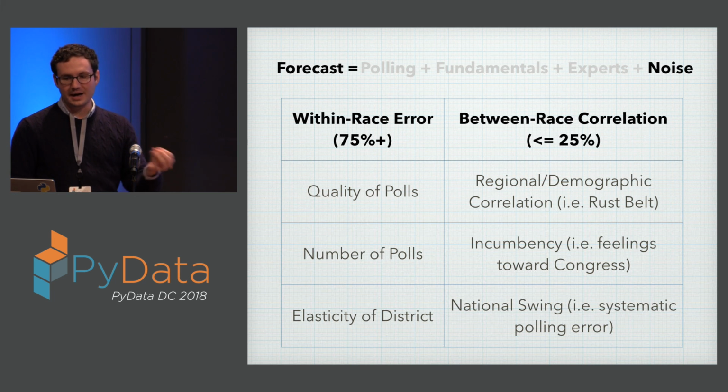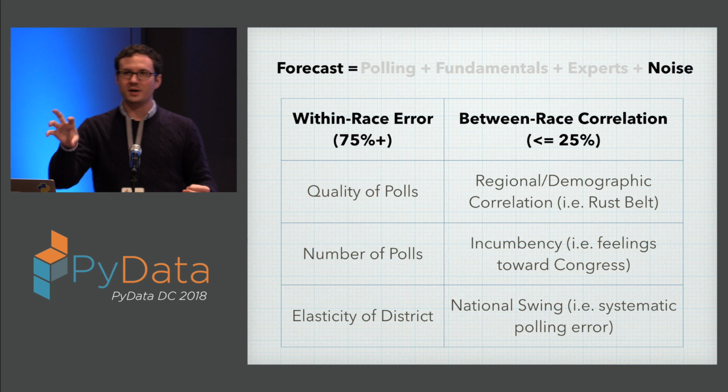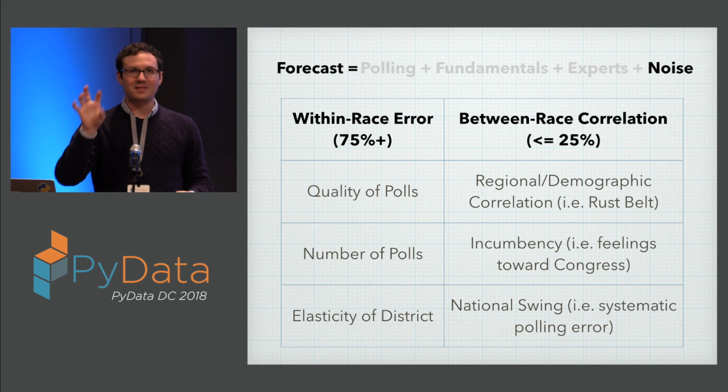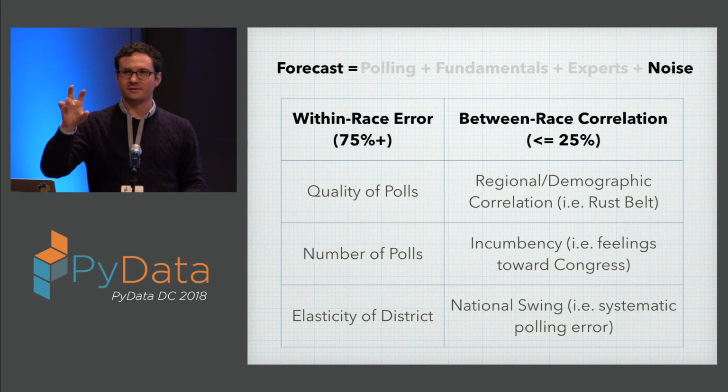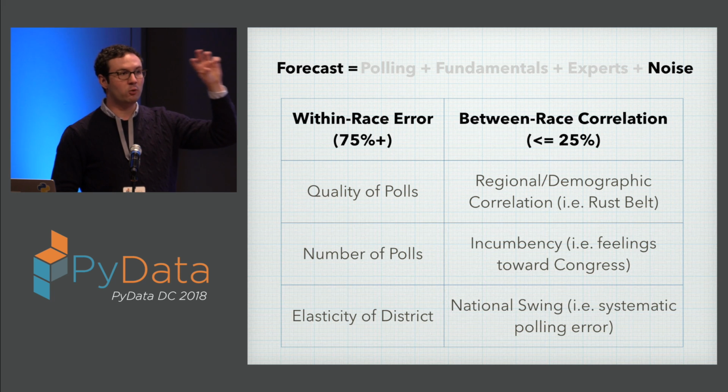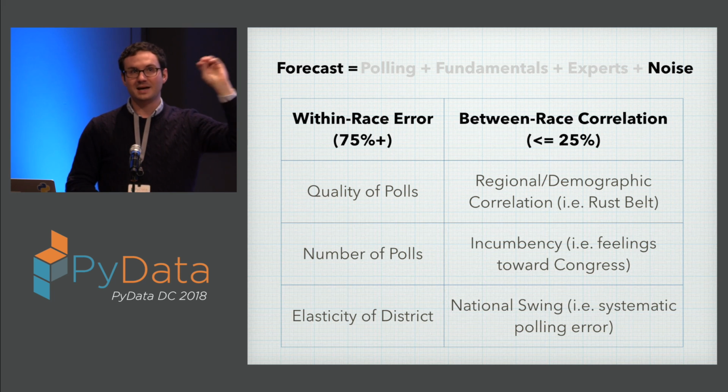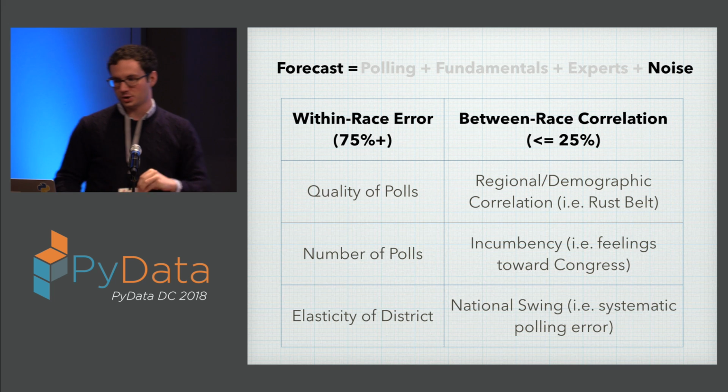So 538 accounts for this noise. Again, there's this within race error that's specific to that race, and that makes up at least 3/4 of the noise. But then there's also this important component that makes up 1/4 of the noise, and that's going to be the between race correlation.